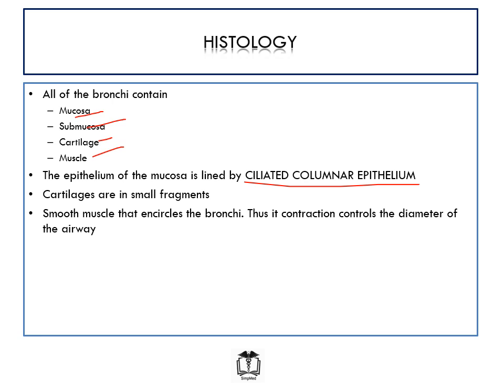The cartilages that surround the bronchus tend to maintain its patency. They're usually smaller fragments compared to those of the trachea. And then the muscle that surrounds the outer part of the bronchus is made up of smooth muscle, which circles the entire bronchus, and it tends to undergo contraction or relaxation to control the diameter of the airway. Usually, in terms of diameter, the tertiary bronchus tends to be the smallest type of bronchus and has a diameter of about 1 millimeter.